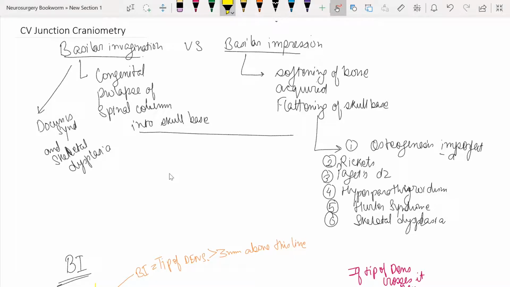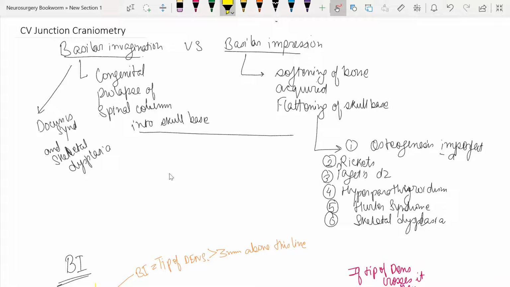Hello, in this video we will discuss CV Junction Craniometry. Craniometry involves using various measurements on the CV junction to identify various pathologies. Now moving on, we will first discuss lines associated with basilar invagination. But first we need to differentiate basilar invagination from another term, basilar impression.